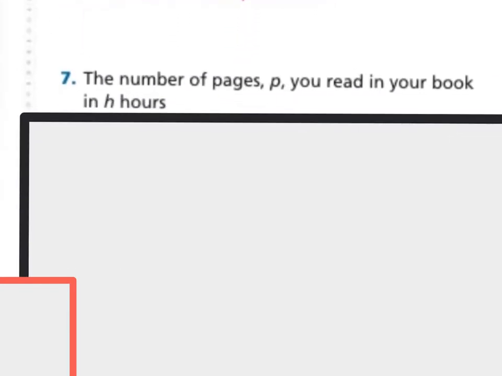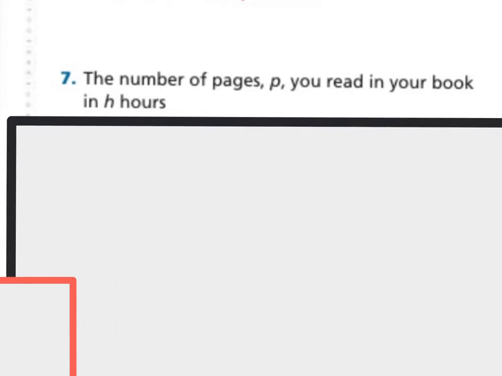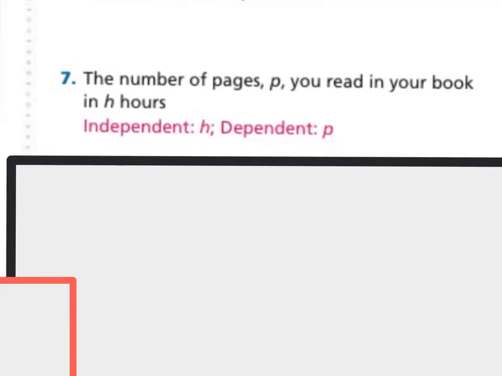Number 7, number of pages P you read in your book in H hours. So number of pages depends on the number of hours you read, or hours you read depends on the number of pages. So independent would be the number of hours. Dependent would be P, the number of pages. Okay, the number of pages you read depends on how many hours you've been reading your book. Okay, if you read longer, you're going to read more pages, right? And that's usually the case.